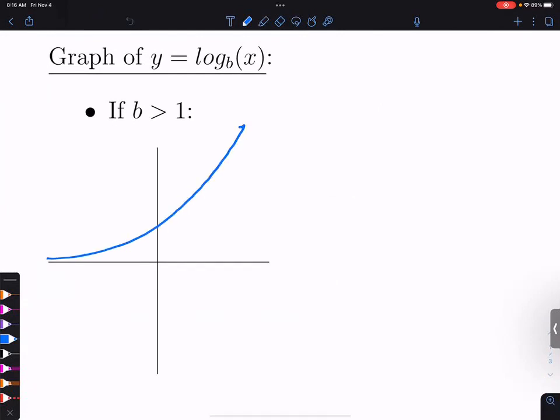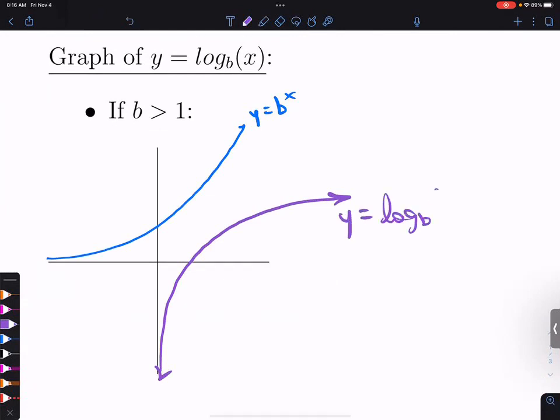So if the base is bigger than 1, if that's the exponential that goes with it, then the log looks like this. And that would be true for anything where the base is greater than 1, just like for exponentials, anything where the base is greater than 1 looks like that.